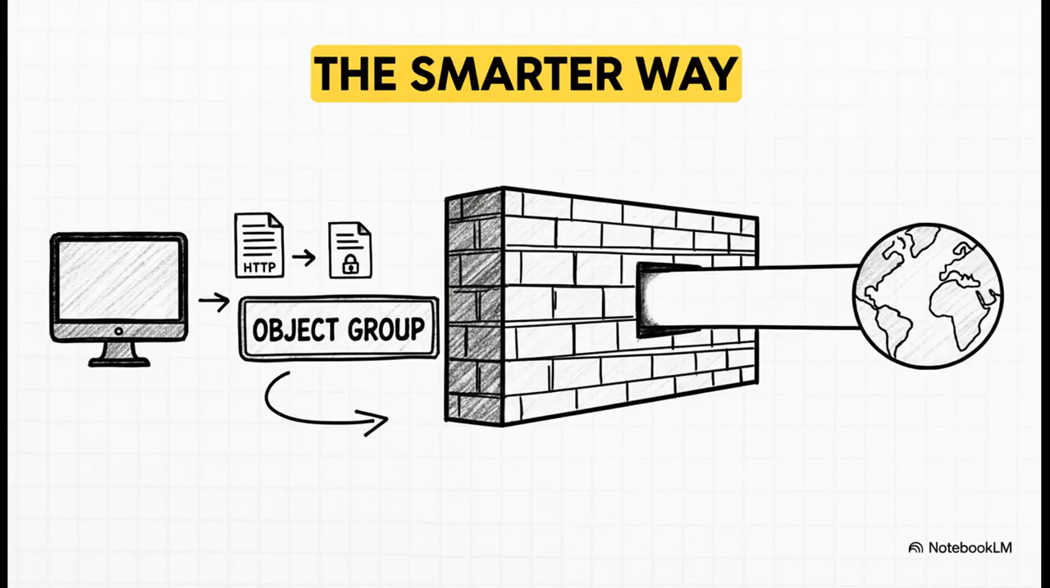The much smarter way is to use something called an object group. This basically lets you bundle similar things, like our HTTP and HTTPS services, into one container that you can give a name to. Then you just write one single clean rule that points to that group. And the best part? If you ever need to add another web service later, you just update the group, not every single rule that uses it.